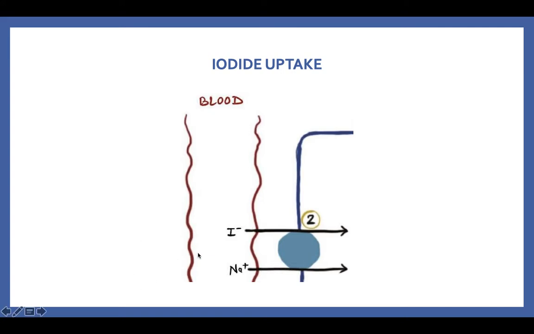Now this iodide is in the blood and it needs to move from the blood into the follicular epithelial cell. And how this happens is through the symport channels present across the basolateral side. So iodide along with sodium get transported from the blood to the follicular epithelial cell through the symport channel, and this channel is responsible for moving both these ions into the same side. So this would be the second step.